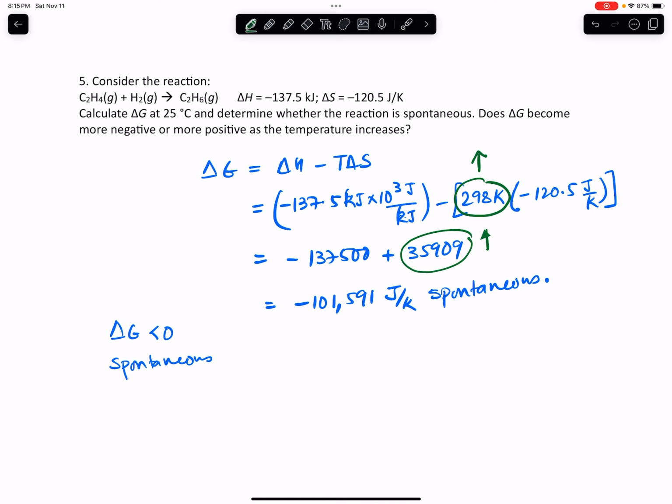So therefore, what we can say is that delta G is going to become less negative. But since the question is asking us, does delta G become more negative or more positive? It's going to be more positive, because if something becomes less negative, it means it becomes more positive. So therefore, more positive.